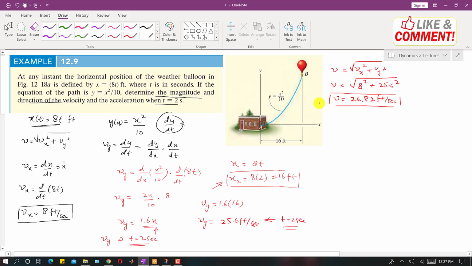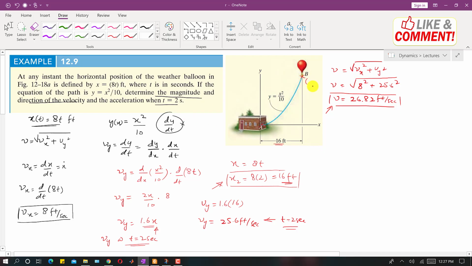And we have to find the direction, right? So first let me draw that velocity vector. When t is 2 seconds, x is 16 feet. So this means that the balloon will be at a 16 feet distance from this origin. So we have this 16 feet, this is the balloon distance. And when x is 16, we can find the y coordinate of this point B.